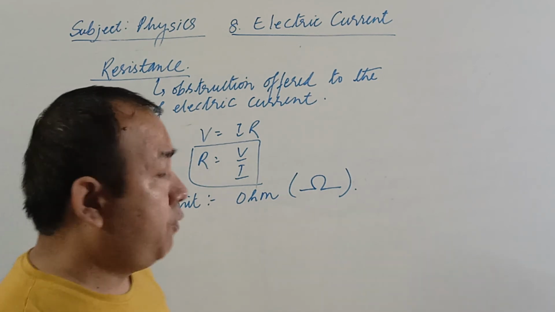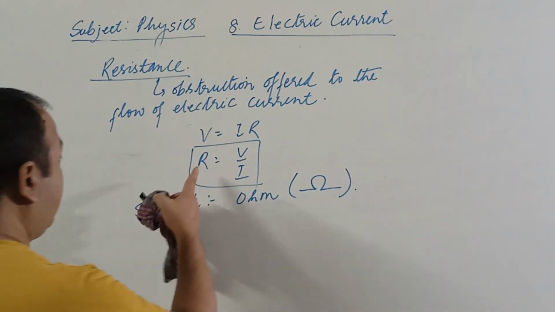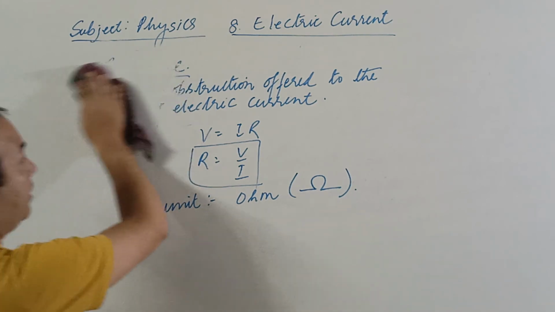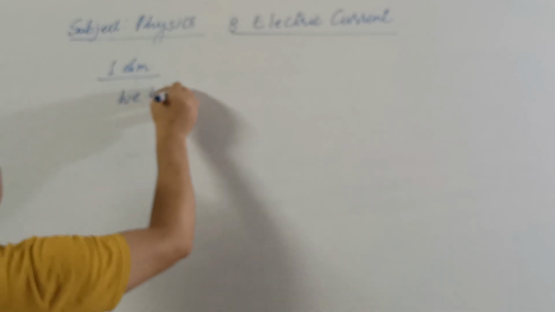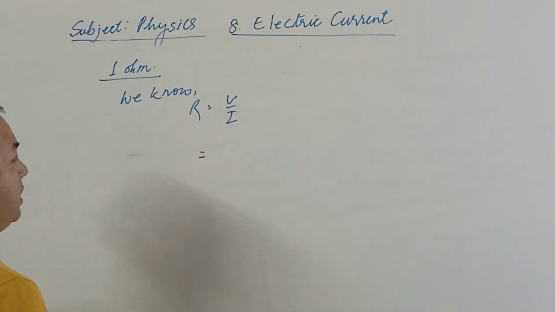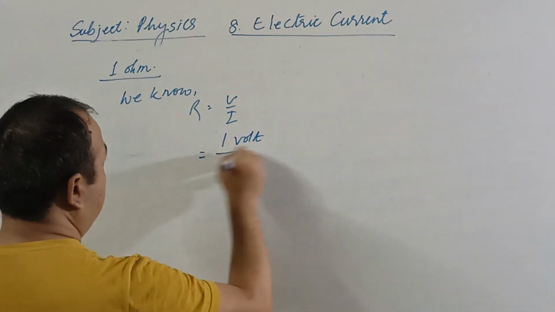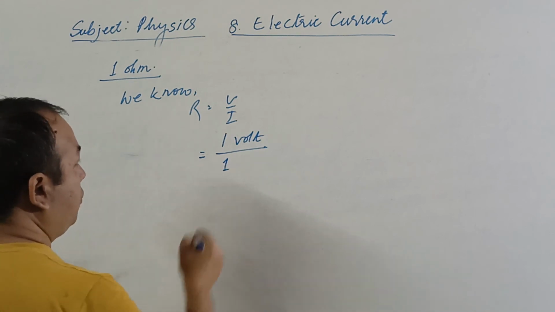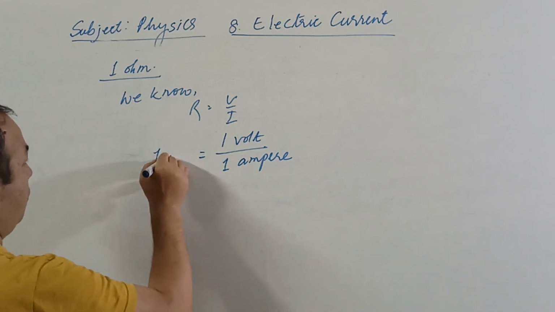Now from here you can be asked to define 1 ohm. So with respect to this mathematical expression, we try to define 1 ohm. If you are asked, then what you need to write is that we know capital R is equal to V upon I, and when the potential difference is 1 volt and the current flowing through the conductor is 1 ampere, then the resistance of the conductor is said to be 1 ohm.